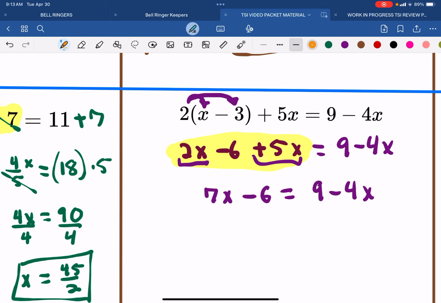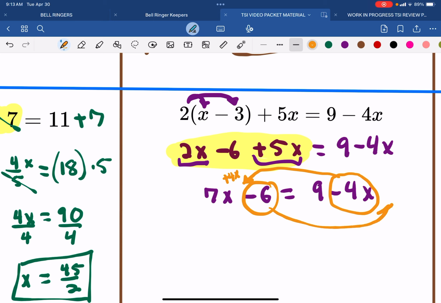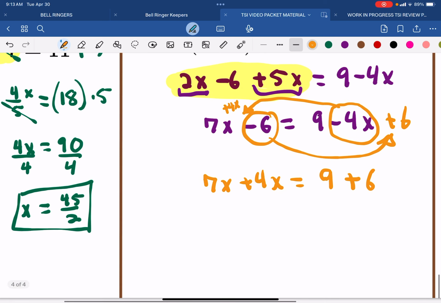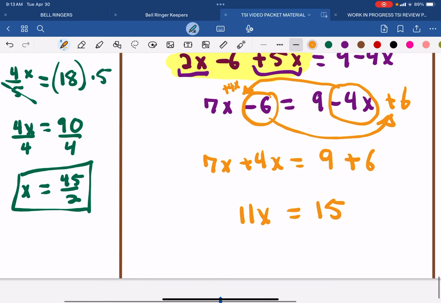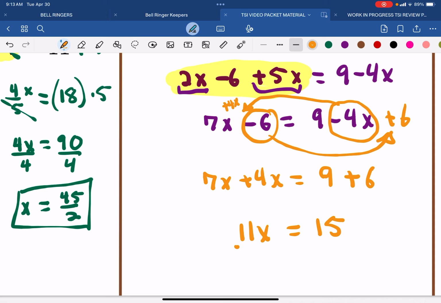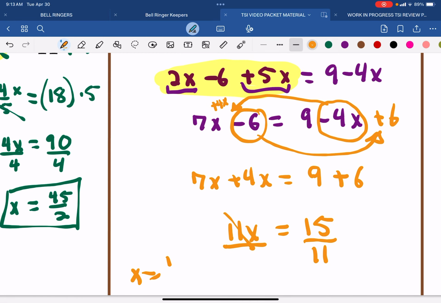Now I'm going to move all the x's to one side, everything else to the other side. So I'm going to move this 4x to this other side. It'll be plus 4x. And I'm going to move this to the other side. So now I have 7x plus 4x equals 9 plus 6. 7x plus 4x is 11x equals 9 plus 6 is 15. Now, I got to get rid of this, so what do I do? I got to divide by 11. That cancels that. X is equal to 15 over 11. On point.